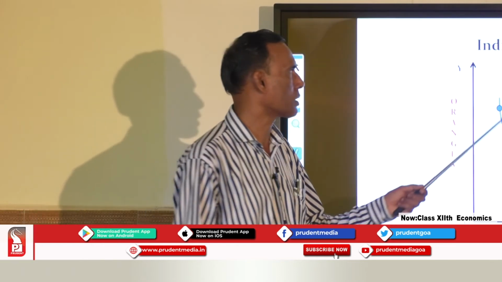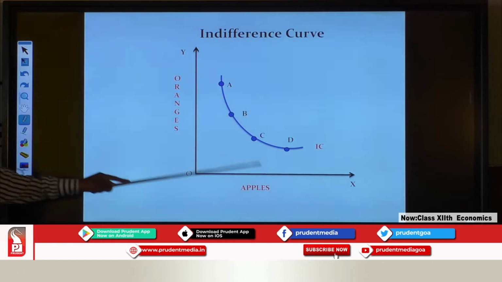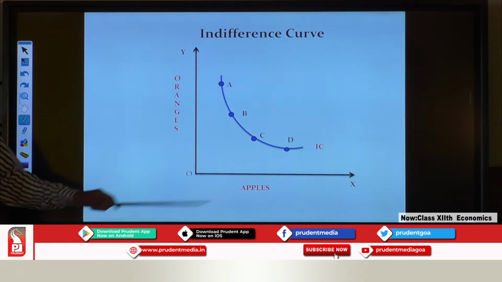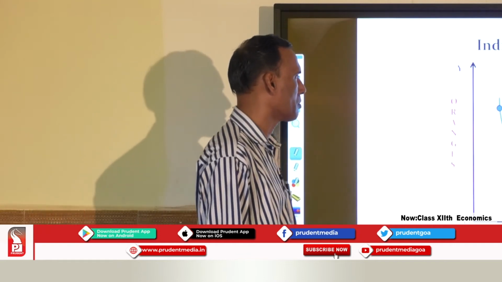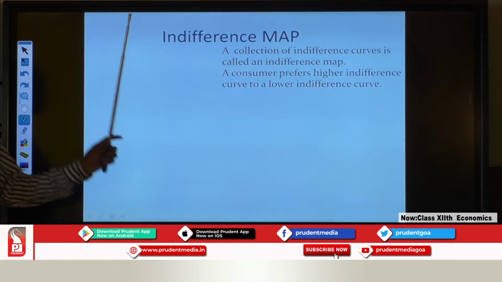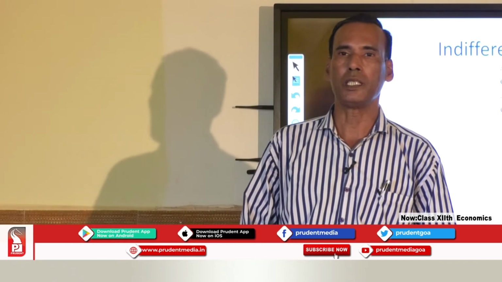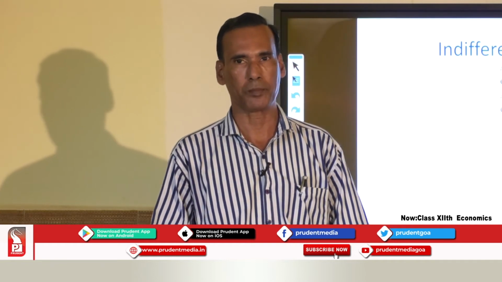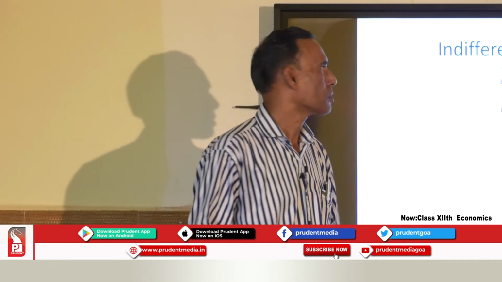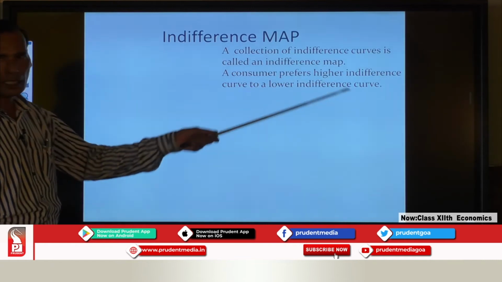And because of that, it is called an indifference curve. The consumer is indifferent towards all the combinations that he has consumed. Now, indifference map. A family of indifference curves is called an indifference map. A collection of indifference curves is called an indifference map.